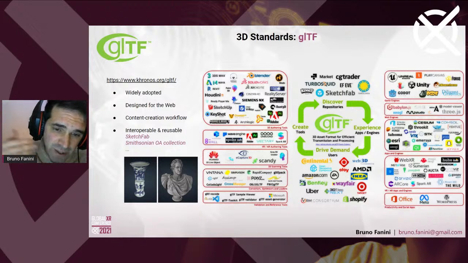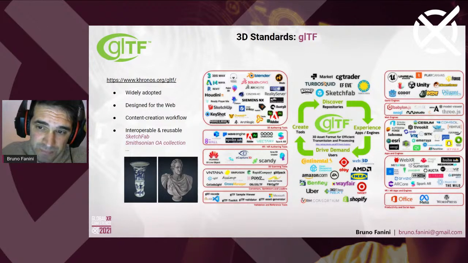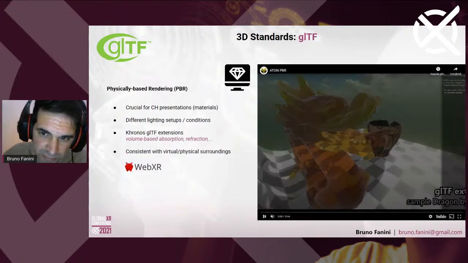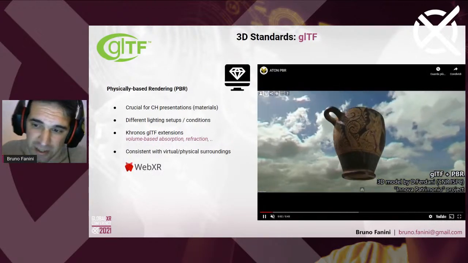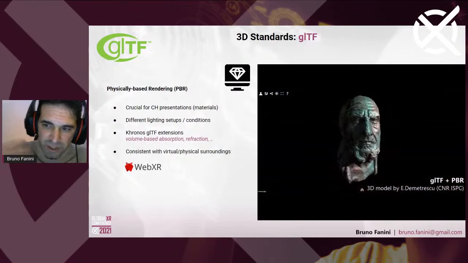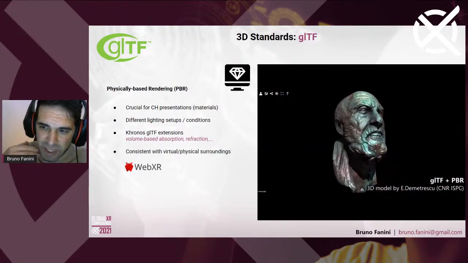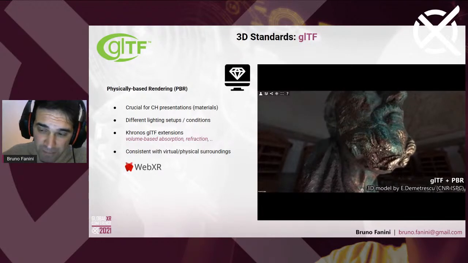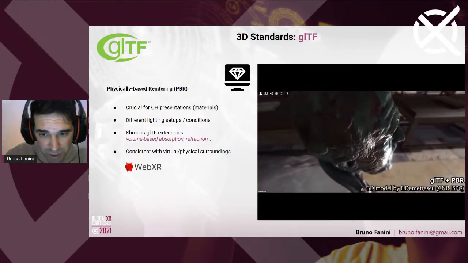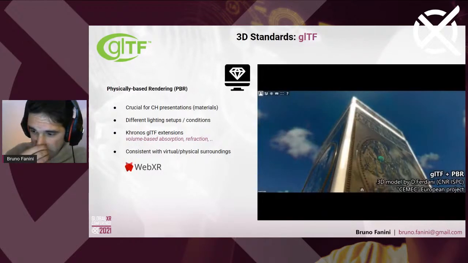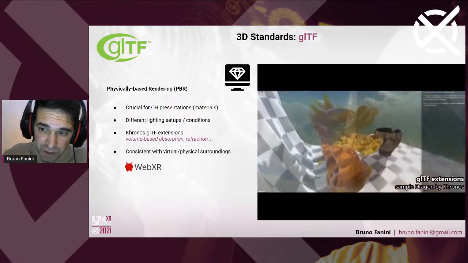And also recently, the Smithsonian, for instance, published open access collections, entire open access collections using this standard. So another important point, especially for cultural heritage, is that glTF allows you to present using physically based rendering. That means that you can have a more accurate simulation of materials. Like in this case, you can create this kind of asset that reacts consistently to different lighting setups and lighting conditions, so you can test out different hypotheses and different scenarios for your museum collection.